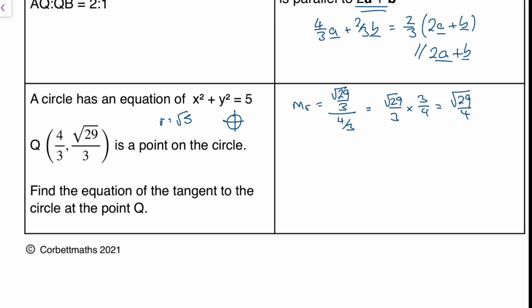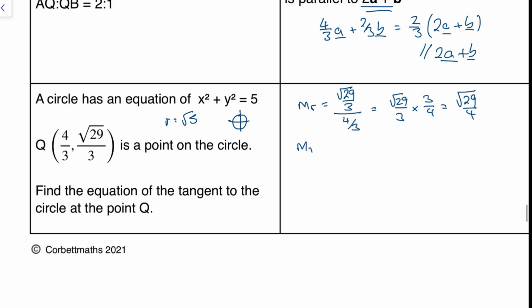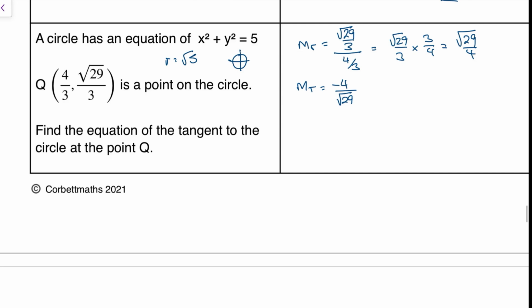Now, let's be clear. That is the gradient of my radius. So therefore, the gradient of the tangent, and this isn't a nice number, is negative 4 over root 29, in other words, the negative reciprocal. Now, what do I need to do? I then need to say it goes through the point Q.